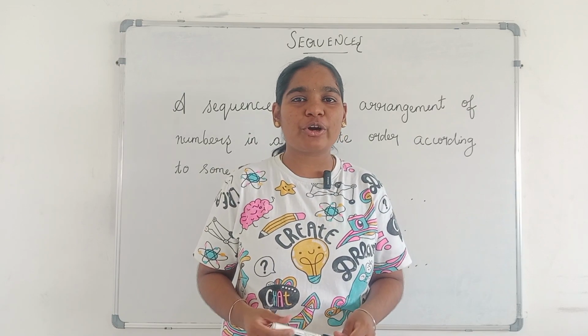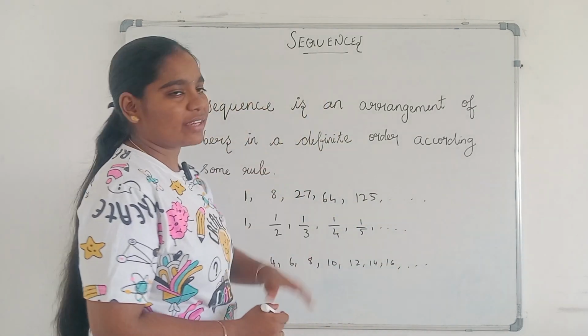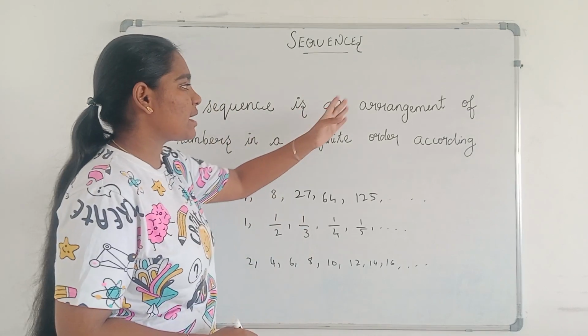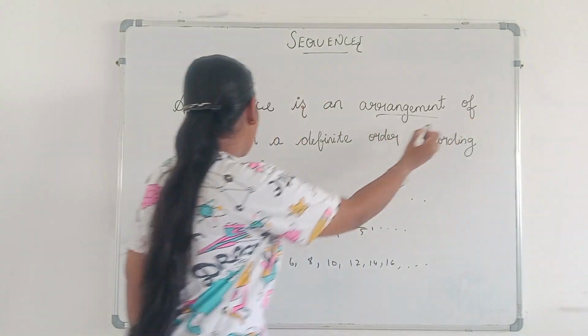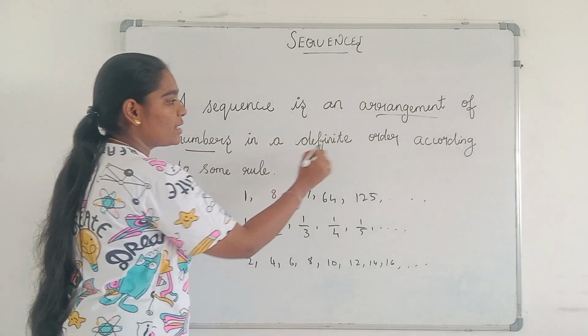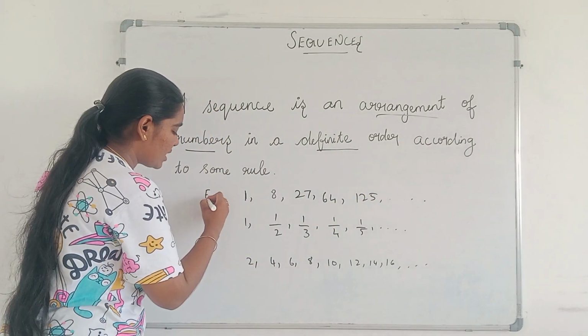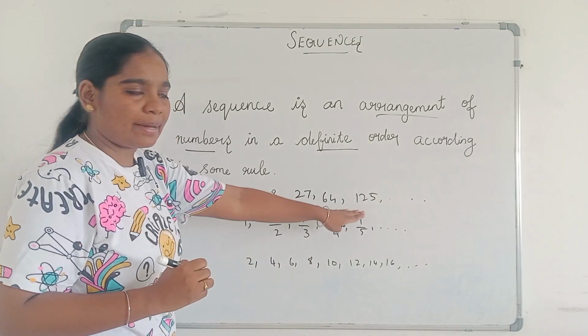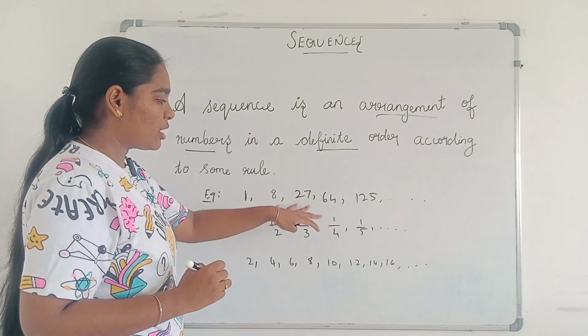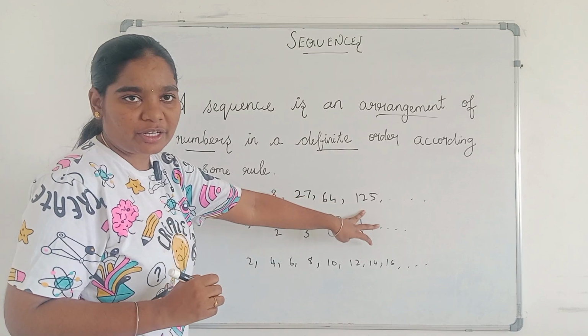In today's class, we are going to learn the definition of sequence. A sequence is an arrangement of numbers in a definite order according to some rule. An example of a sequence is 1, 8, 27, 64, 125.